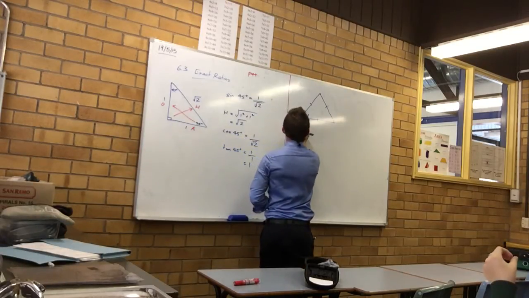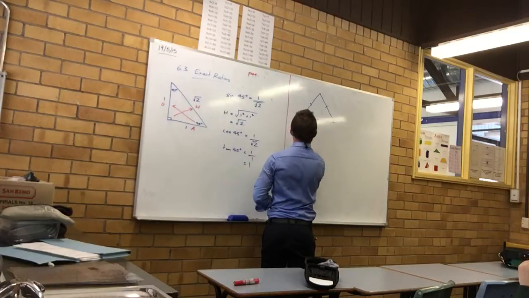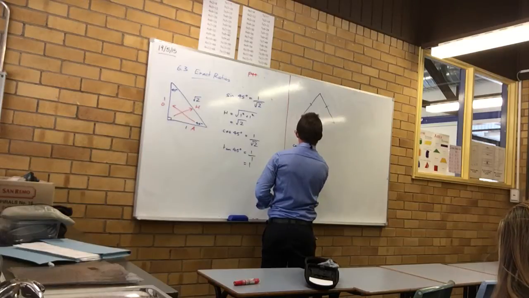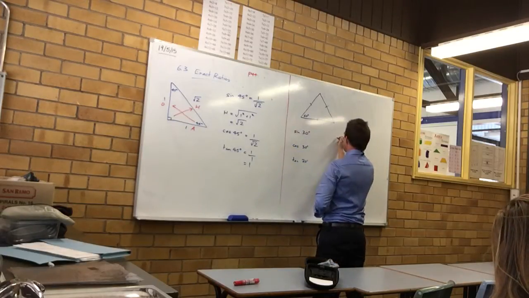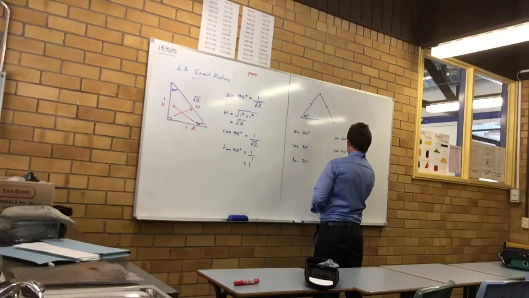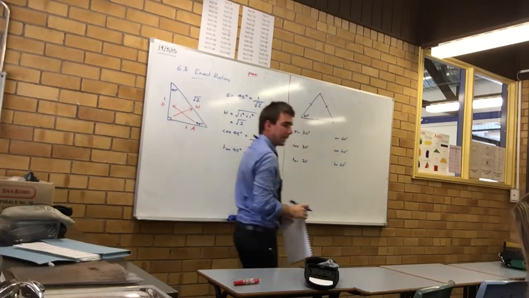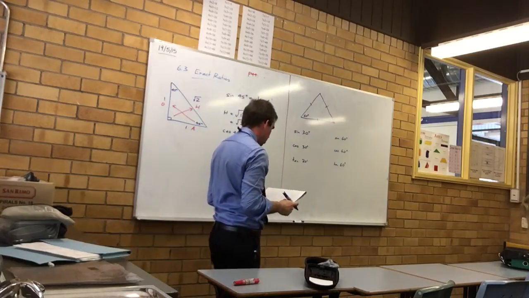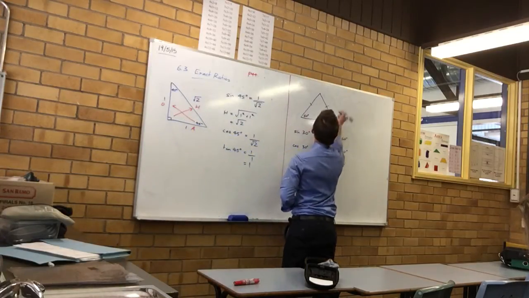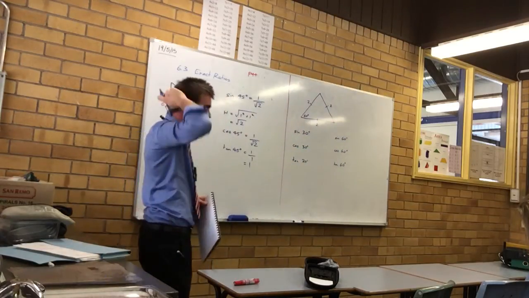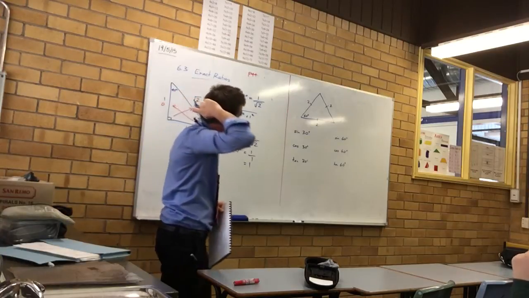Now we need sine of 30, cos of 30 degrees, and tan of 30 degrees. We also need sine of 60 degrees, cos of 60 degrees, and tan of 60 degrees. In order to do that, each of my sides are going to be 2 units long, and the reason for that in a moment. So each of those sides are 2 units long.